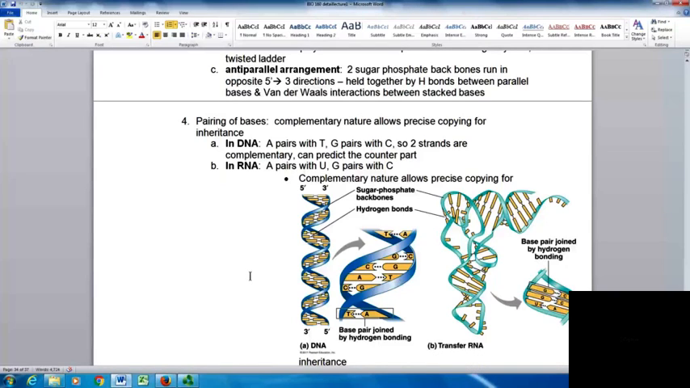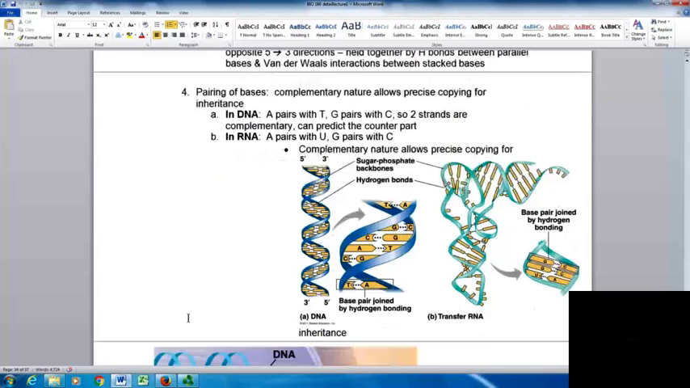In DNA, A pairs with T, and G pairs with C. So those 2 strands are said to be complementary. If you separated them and had GGU, you could predict that the complementary site is CCA. In RNA, A pairs with U instead of T, so uracil replaces thymine. G and C still pair together.